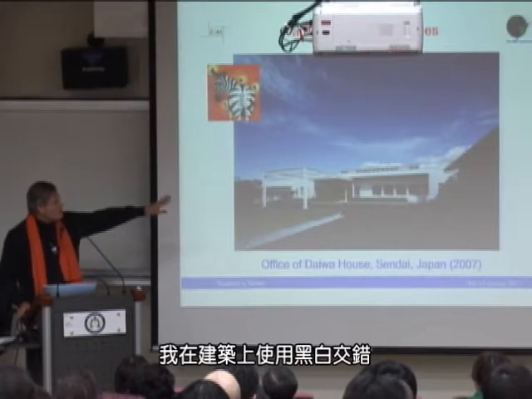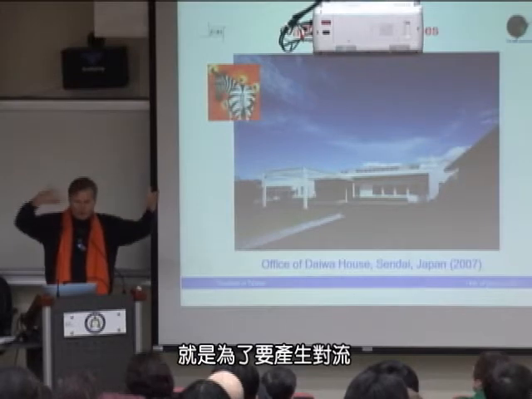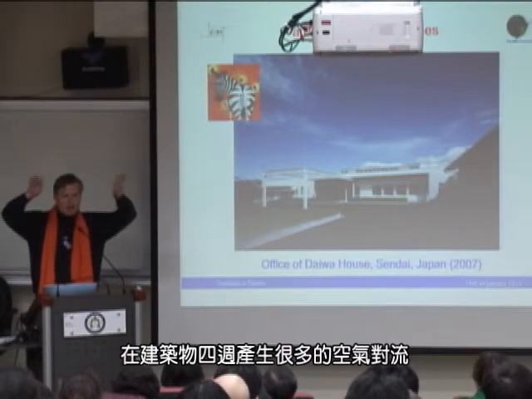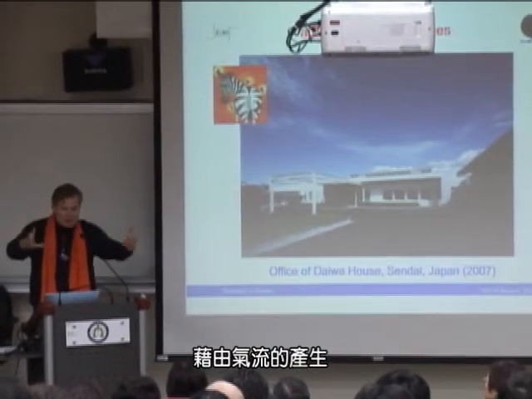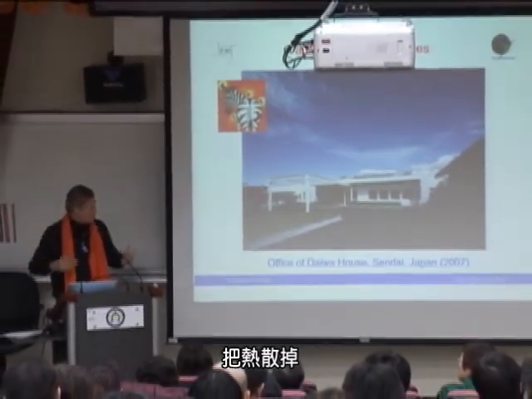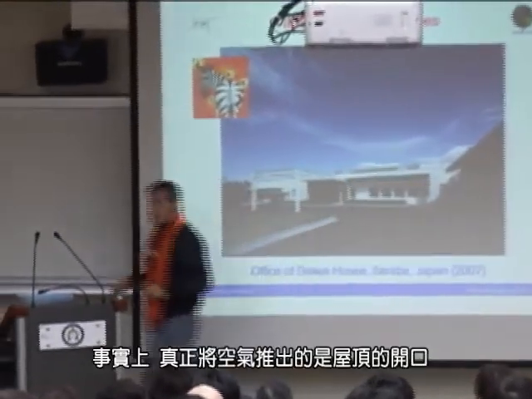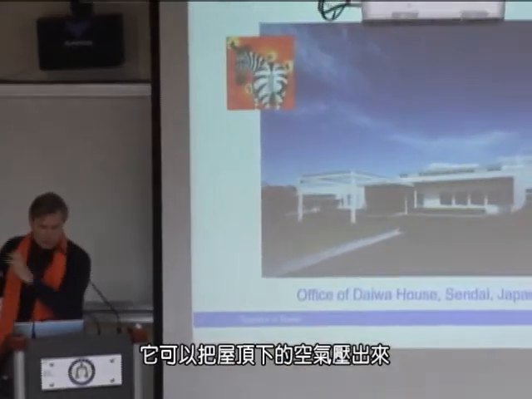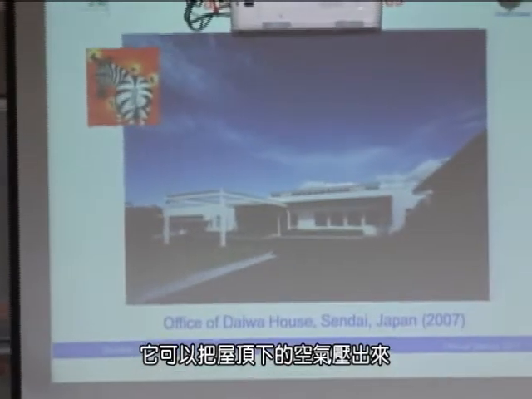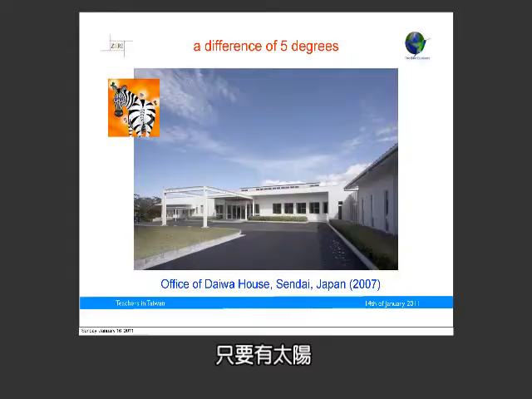No, what you need is to play with the black and white to create currents over the building. So actually what is happening is around the building you create a lot of currents of air. And by creating these currents of air, you actually take the heat off. Part of it, this here, actually forces the air, there's an opening in the roof, forces the air underneath the roof and pulls it out and creates a gust over the front of the building all the time. As long as there's sun, the air just flows over it.